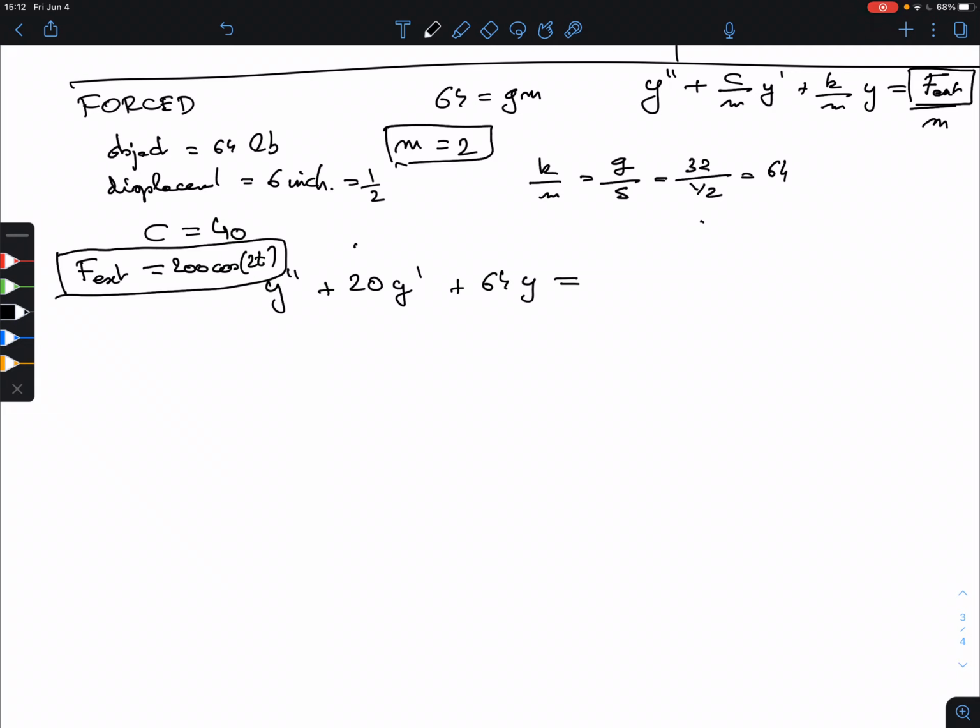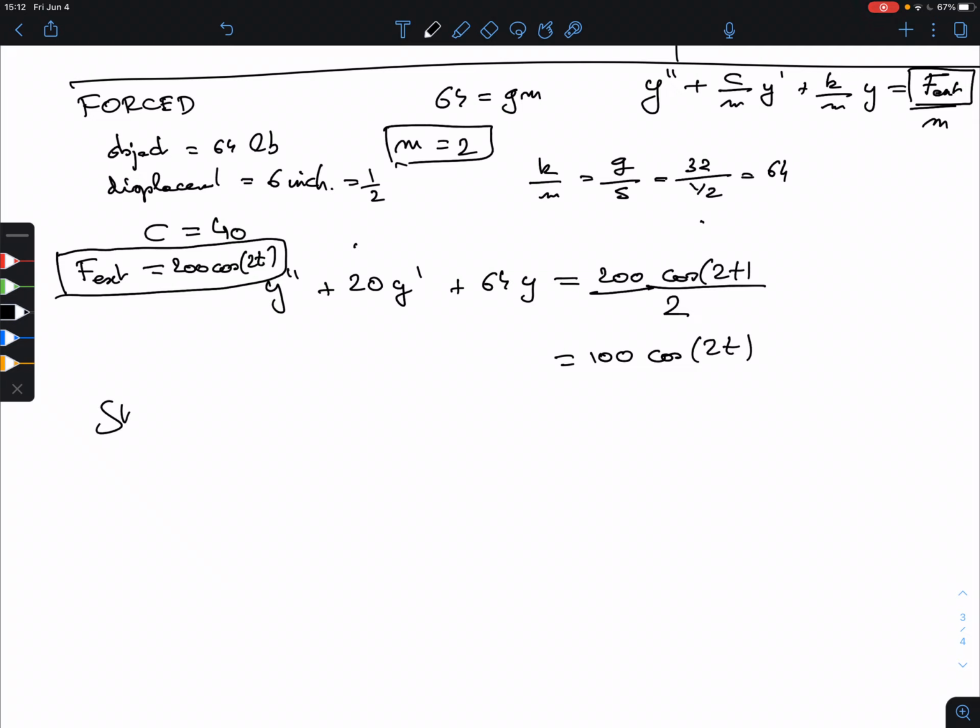Okay, so what do you write here? Remember, it's 200 cosine 2t divided by the mass, which is 2. Don't forget this part here, otherwise you get different numbers. The mistake would just make the numbers worse. The functions really look the same, it's just that the coefficients are going to be different. Often awful numbers, but okay, so in other words, this is 100 cosine 2t.